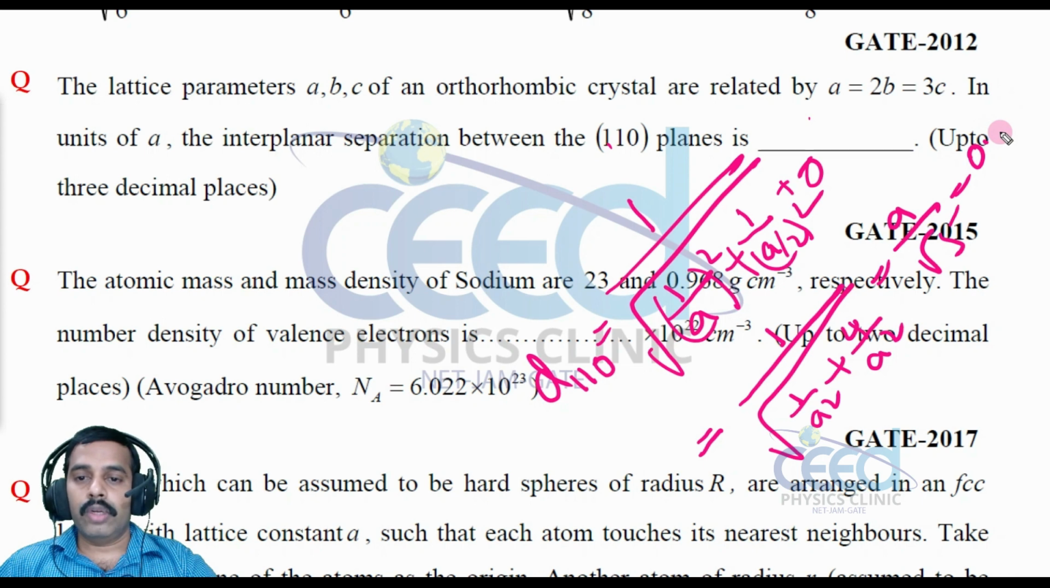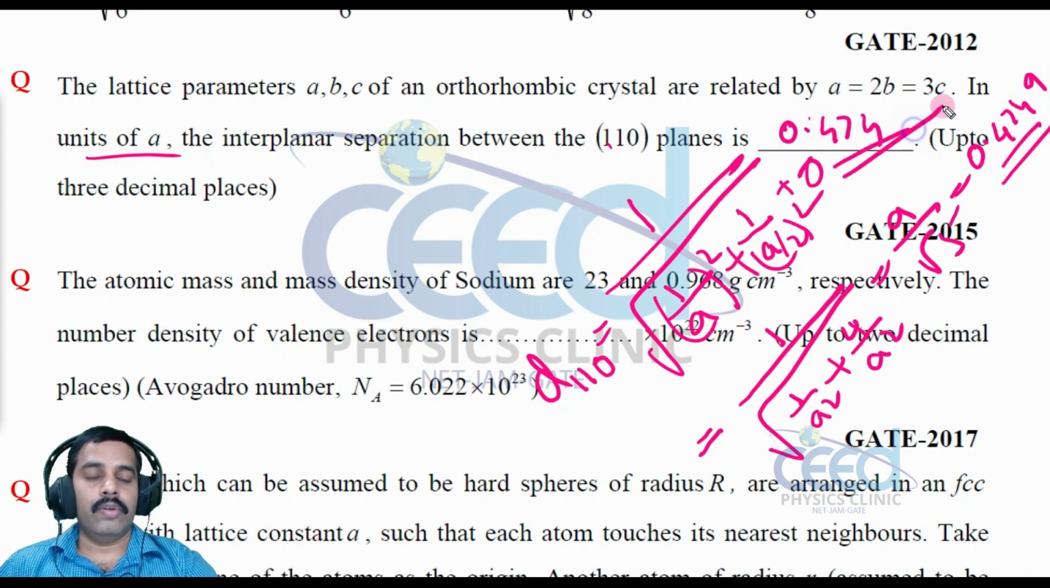So the planar separation between the 110 planes we need to find, right? In units of a we need to find. So 0.474 a. So the answer is 0.474. All right.